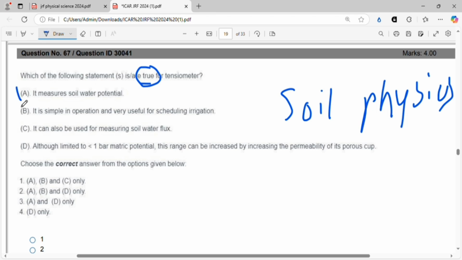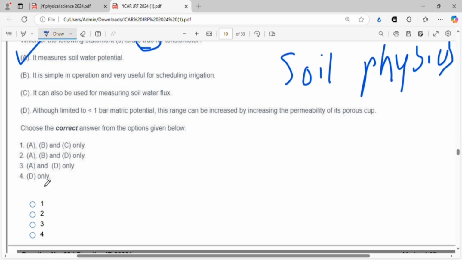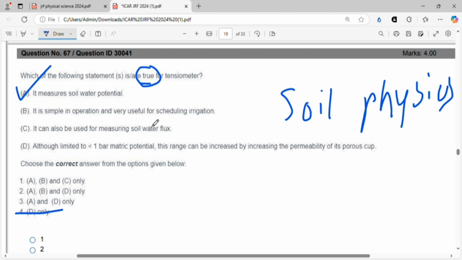Tensiometer measures water potential. That is the correct statement. So whichever option does not have A, we will cut that option. It is simple in operation and very useful for scheduling irrigation. This is also a true statement. So whichever option does not have B, we will cut that off. So now the question is, will it be ABC or ABD?